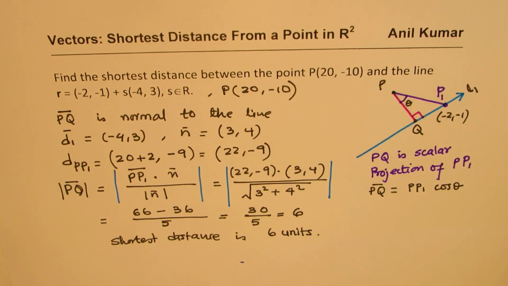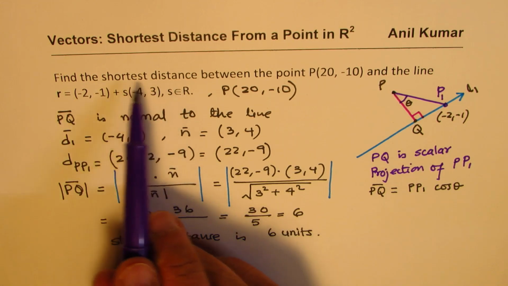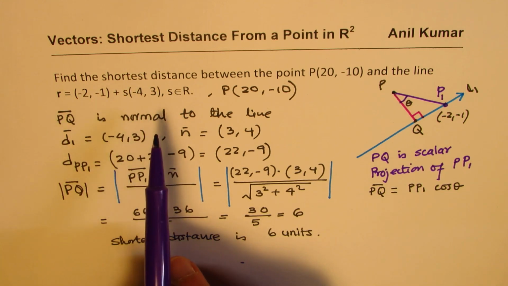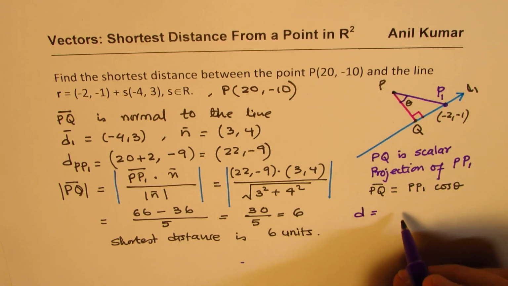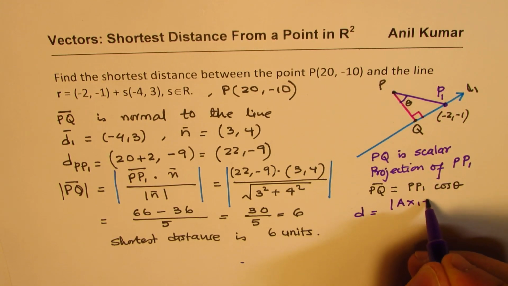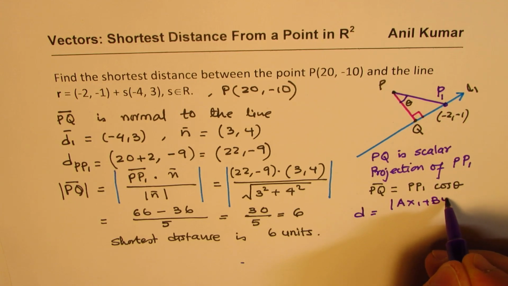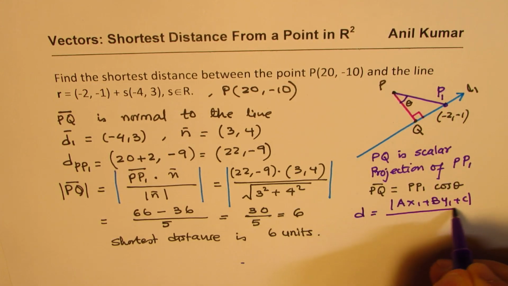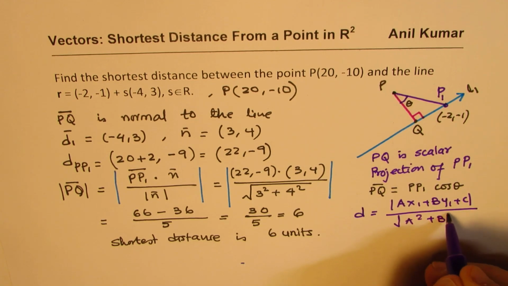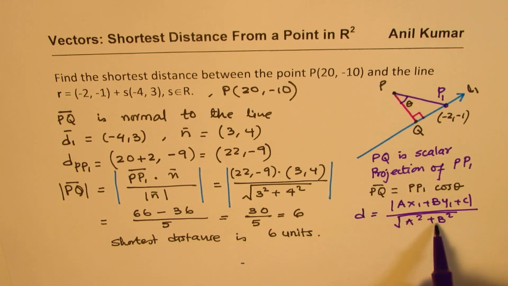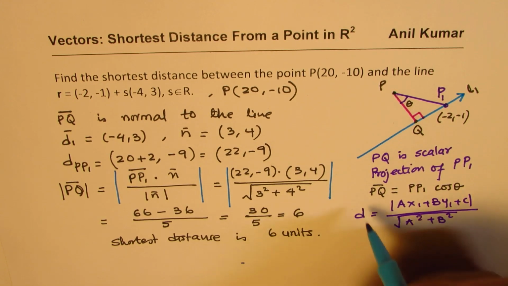So I hope the formula which we have used, rather derived, is absolutely clear. Now there is a standard formula also which you could use, provided you convert this into Cartesian equation, right? In that case, you could use the formula that distance is equal to the absolute value of ax1 plus by1 plus c divided by the square root of a square plus b square. Right. You could use this formula also to find the shortest distance.